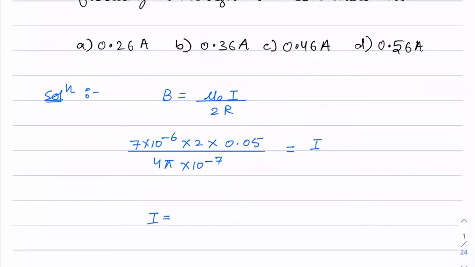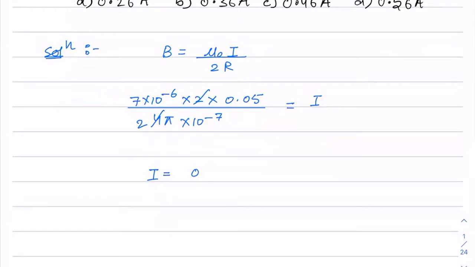So what answers did you get? See here, this 2 and 2 get cancelled. This is 3.14, meaning 22 by 7. So this becomes 7 into 7, 49 by 22, so it's somewhere around 0.5. Option D is correct. 0.56 ampere you will get. So I hope you would have solved this question.